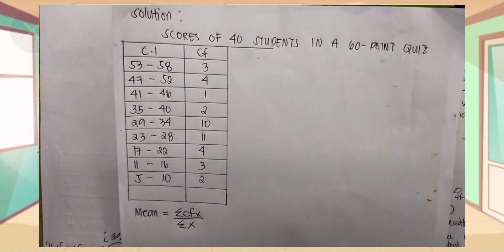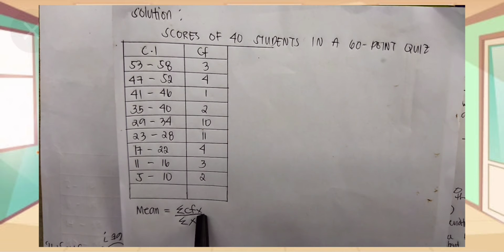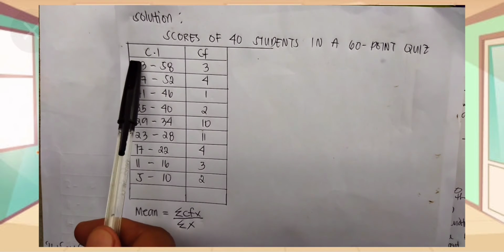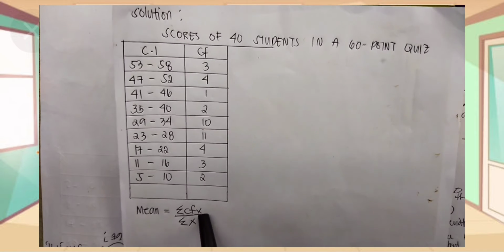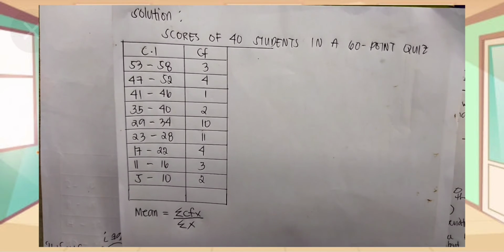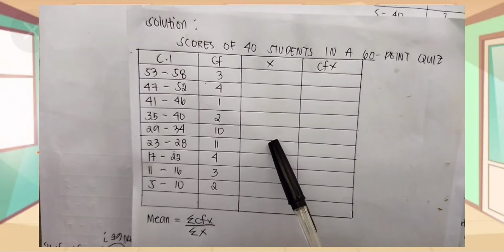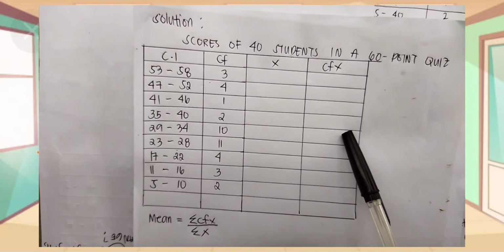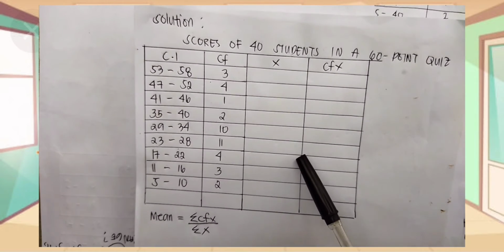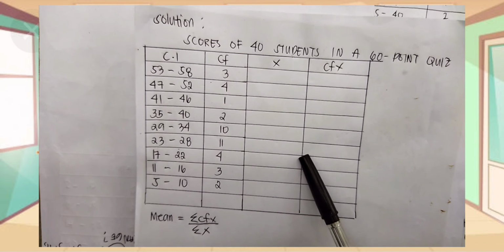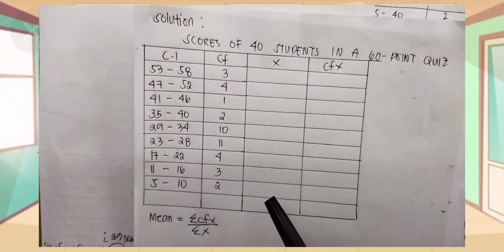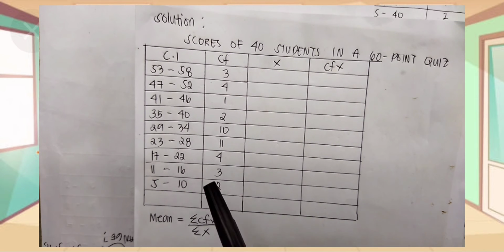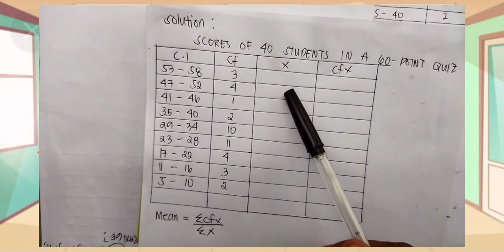So in a group data, the X is not given, only the class interval and the frequency. So we are going to create 2 additional columns for X and the C of Fx. So here's the 2 additional columns, the X and the C of X. X is the mean value of the class interval. So for each of the class intervals, we shall calculate the mean value to represent the X.